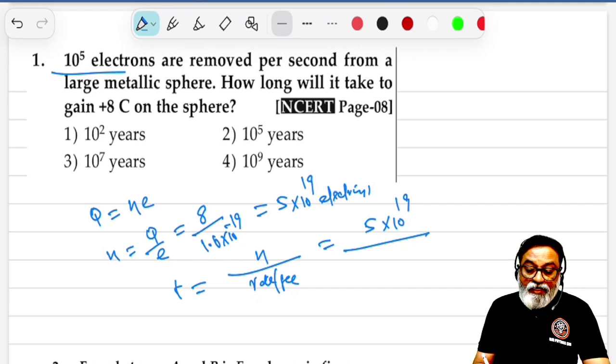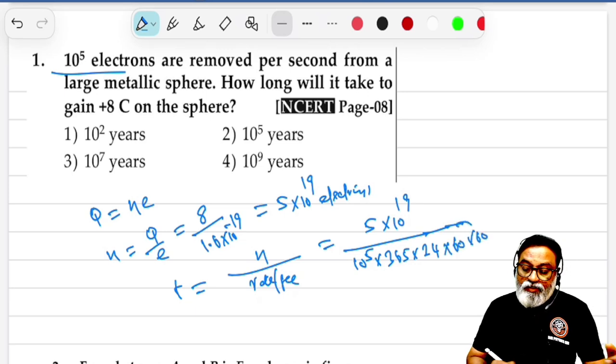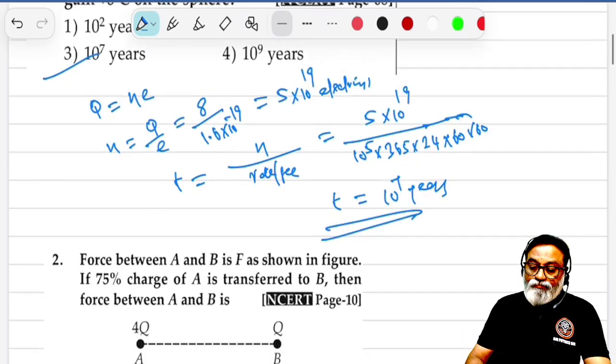electrons are removed per second, therefore 10 to the power of 5, but the answer is given in years, therefore 365 days into 24 hours into 60 minutes into 60 seconds. This becomes t is equal to approximately 10 to the power of 7 years. Therefore the answer is the third one.